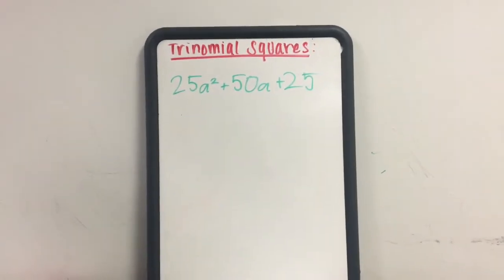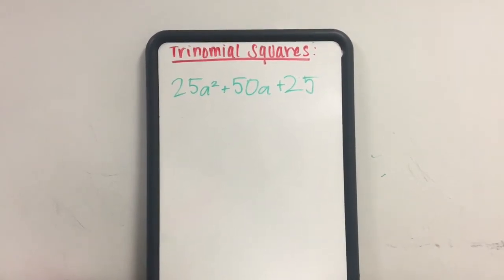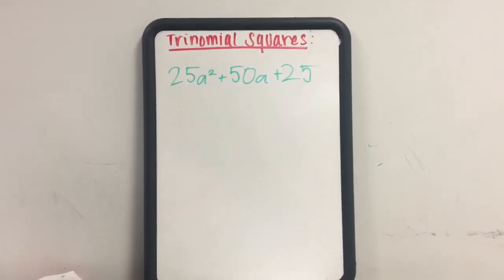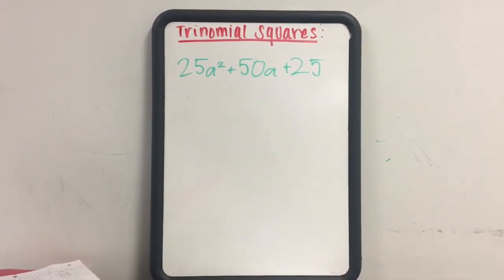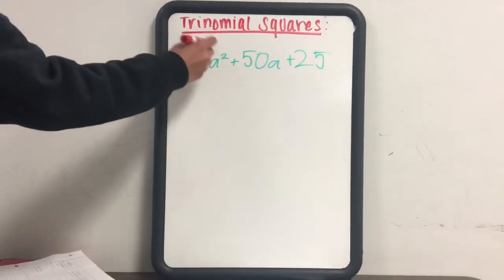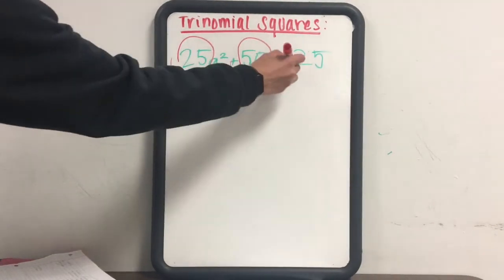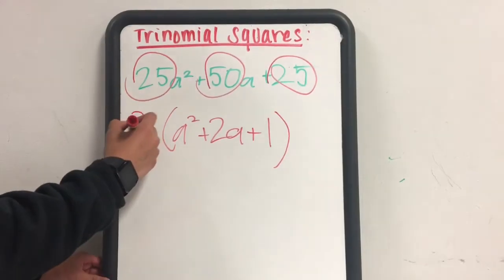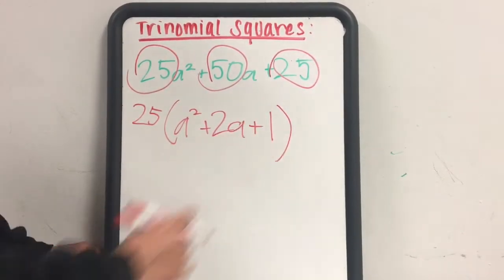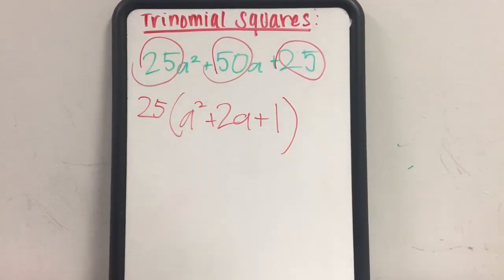We are given the equation 25a squared plus 50a plus 25. Your first inclination may be to already factor it into groups of 2 parentheses. But first, we have to find the GCF, which is existent in these 3 numbers. Our GCF is 25, and we're left with that equation. Now, we can factor it into groups of 2 parentheses.